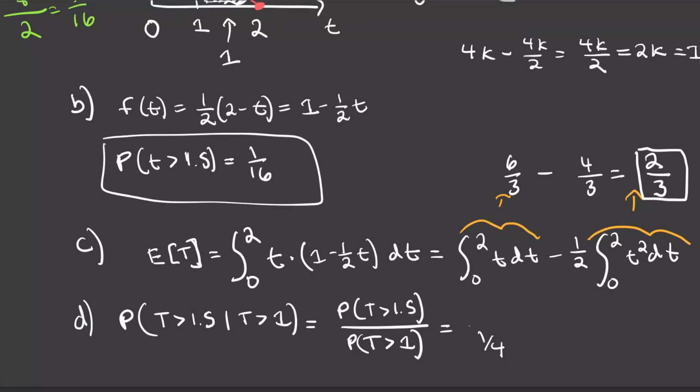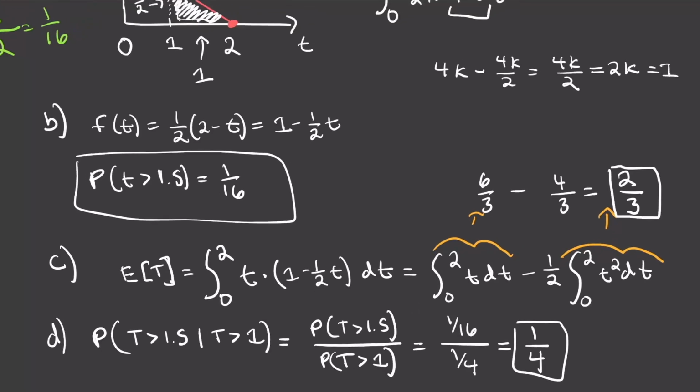We already calculated the probability that t is greater than 1.5. That was 1/16. So 1/16 divided by 1/4, that's just going to be equal to 1/4, right? So that right there is our probability for D, the probability that t is greater than 1.5, given that t is greater than 1. So that solves every part of this question.